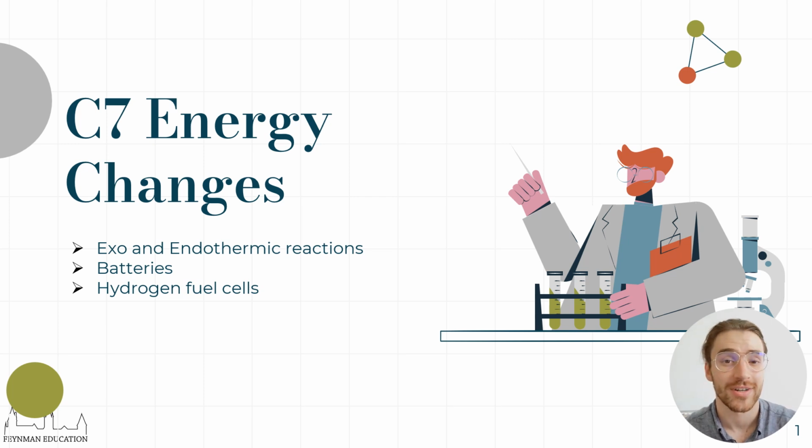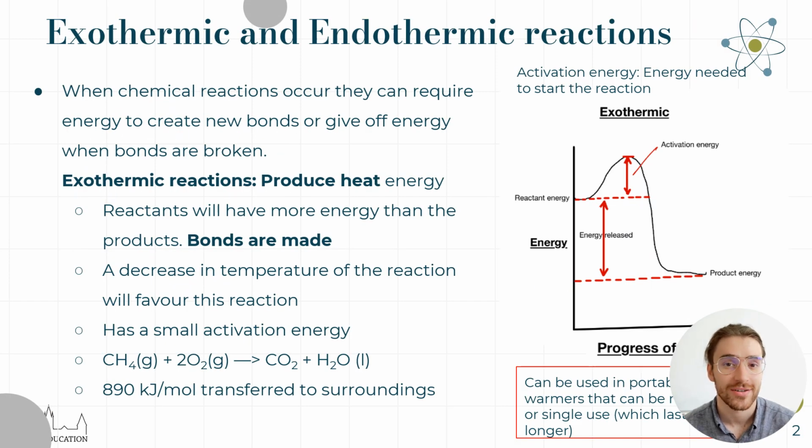So we're going to be covering exo and endothermic reactions, as well as batteries and fuel cells. Okay, so let's start with exothermic and endothermic reactions. So when it comes to a chemical reaction, bonds are either going to be broken or they're going to be created. If they are broken or created, that means that energy transfer is happening. Energy is either going to be given off in the reaction or it's going to be taken in.